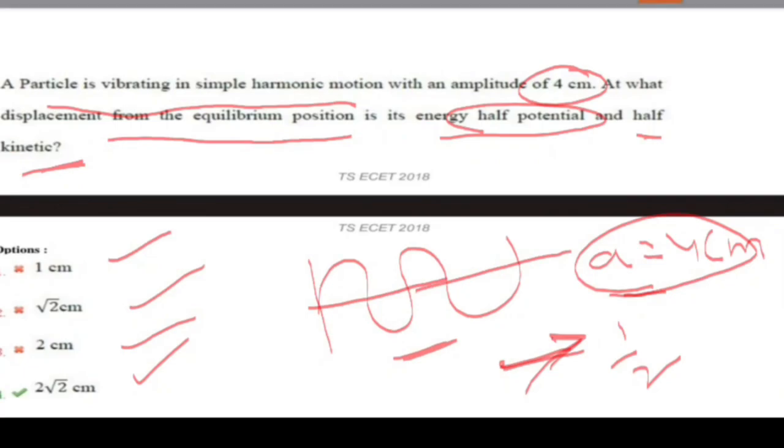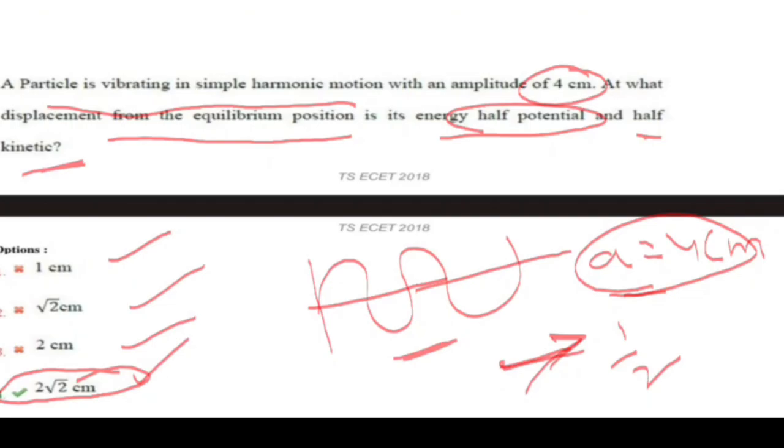centimeters. Here we should equate potential energy to kinetic energy. Potential energy equals half m omega square x square. Kinetic energy equals half m omega square (a square minus x square). So the answer 2 root 2 centimeters is right. Let's see the next question.